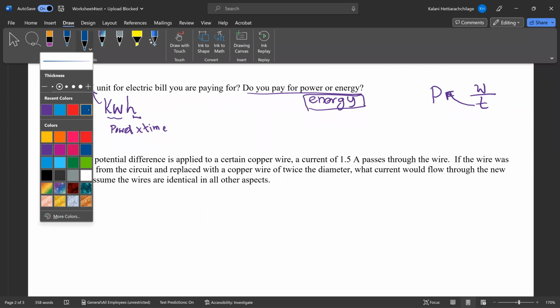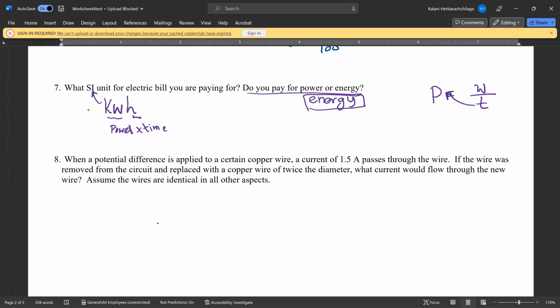In question number 8, when a potential difference is applied to a certain copper wire, a current of 1.5 passes through the wire. If the wire is removed from the circuit and replaced with a copper wire with twice the diameter, what current would flow through the new wire? Assume the wires are identical in all other aspects.